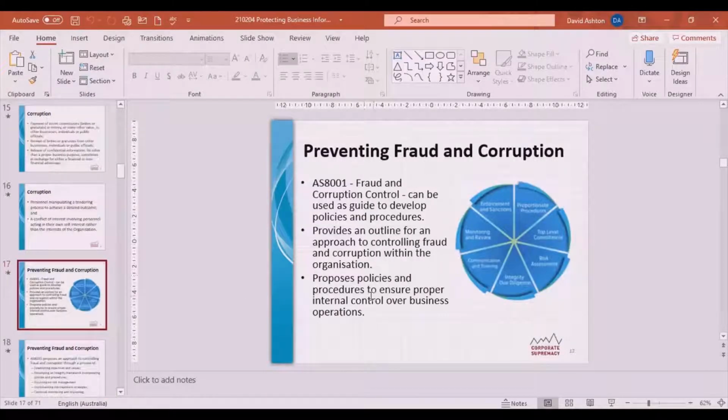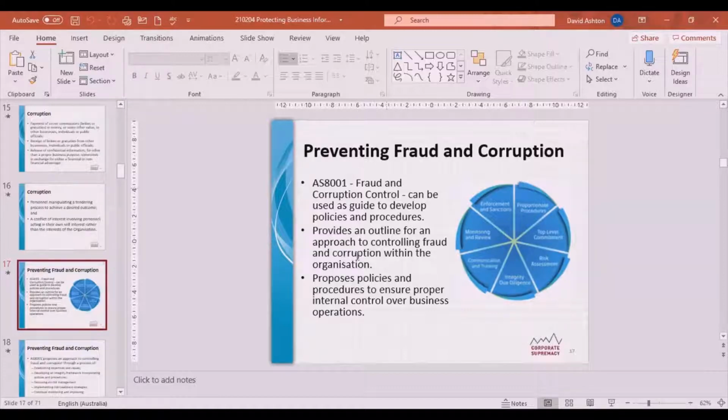So how do we prevent that? Well, it comes down to having watertight contracts of employment, policies and procedures, identifying where there are risks of fraud and putting in place risk mitigation strategies, undertaking due diligence into your suppliers, your clients and your prospective employees, communicating and training the requirements, training your existing employees, and putting in place measures to monitor and review the effectiveness of your policies and procedures. And then, of course, if you find any evidence of wrongdoing, you take appropriate action to deal with it.